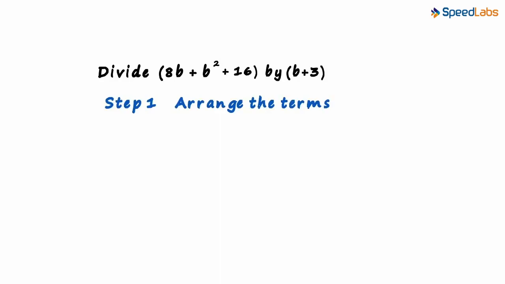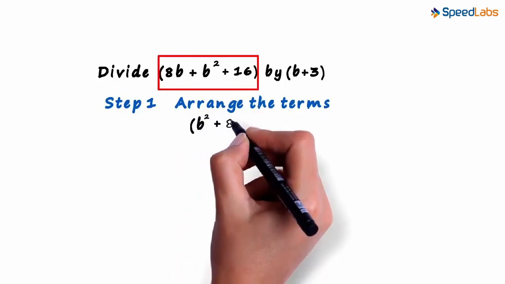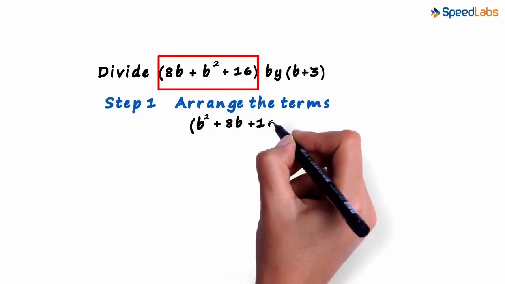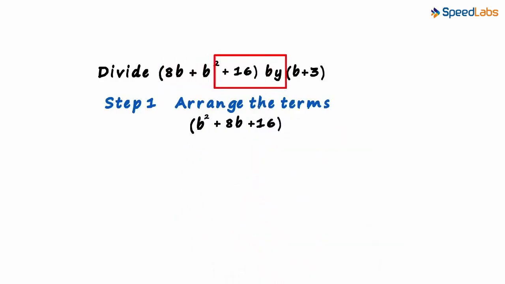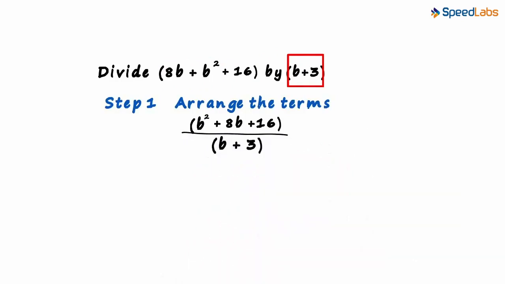The first step is to arrange the terms in the descending order of their exponents. So we write the polynomial as b squared plus 8b plus 16. The binomial is already in the standard form, which is why we write it as is. Once we get it in this form, we move on to the second step.